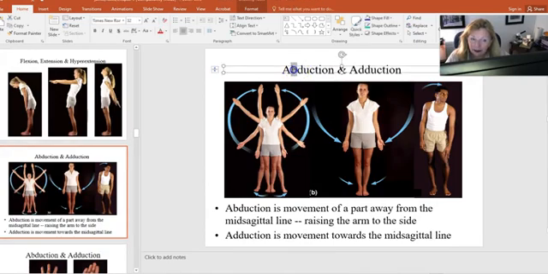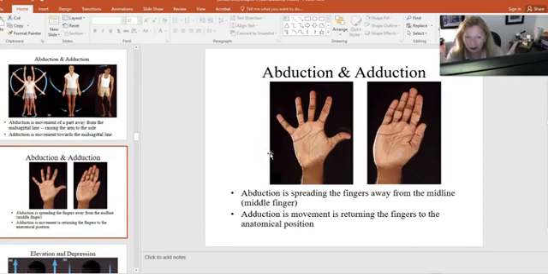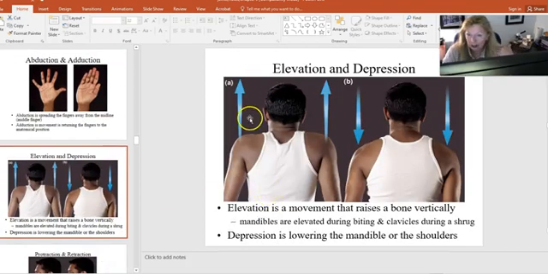And it's important to look at the difference here. Abduction versus adduction. Abduction is moving away from the mid-sagittal plane, and you all remember the mid-sagittal line is here. So moving away is abduction. Adduction is moving it back. You can also do that to your fingers. You can abduct the fingers and then adduct the fingers. Elevation is raising. Depression is lowering.